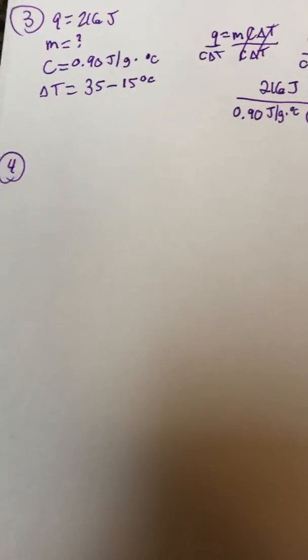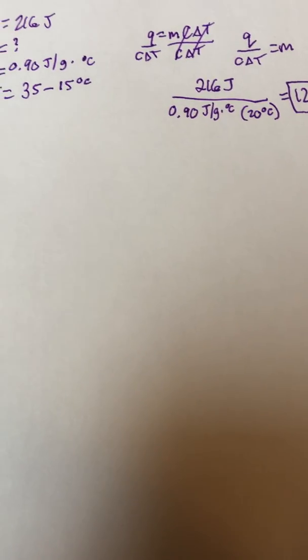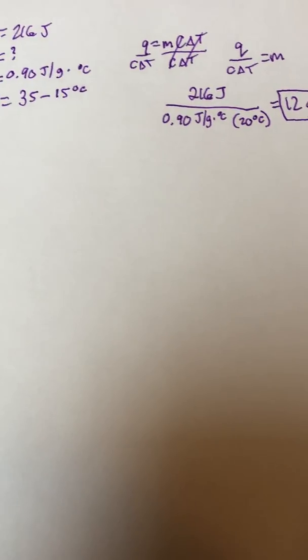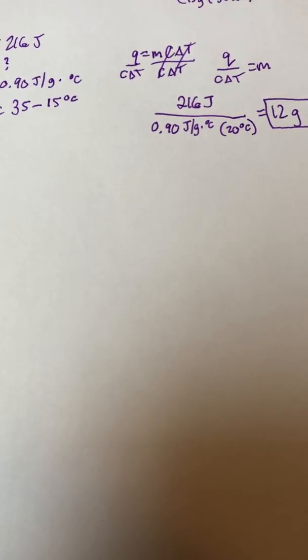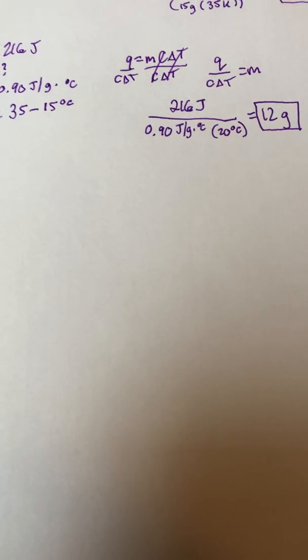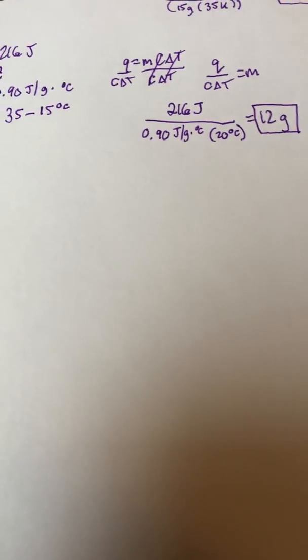Number 4, the initial temperature of 150 grams of ethanol was 22 degrees Celsius. What will the final temperature of ethanol be if 3,240 joules was needed to raise the temperature of the ethanol? And they give us a specific heat capacity of ethanol, 2.44 joules per gram degrees Celsius.